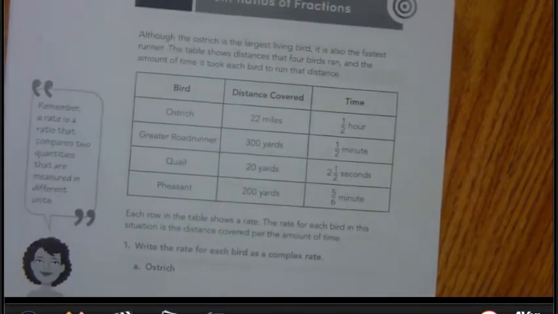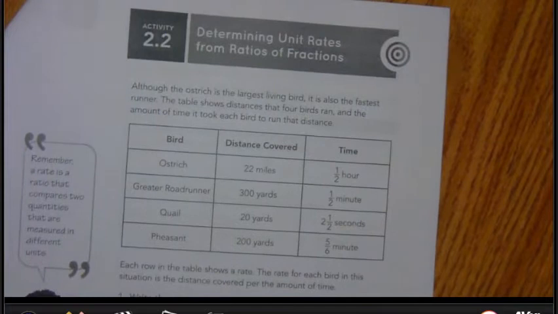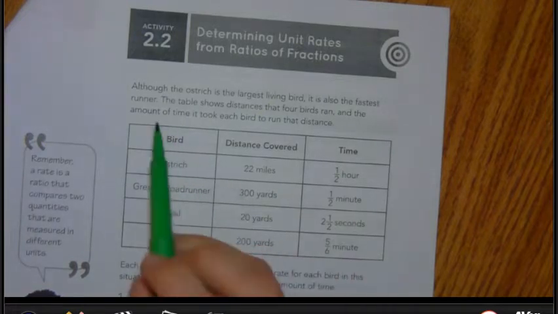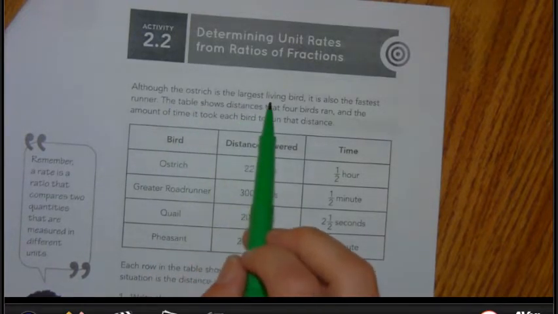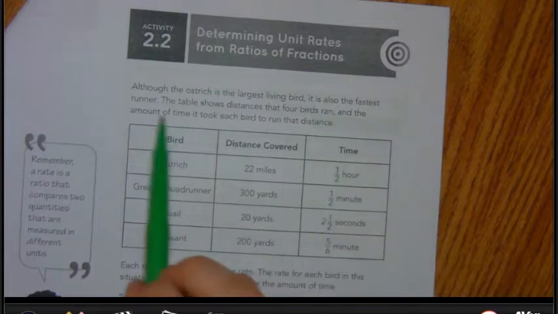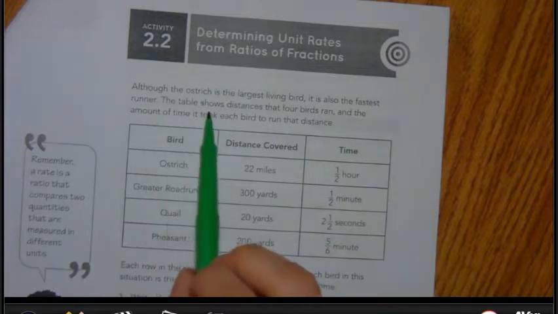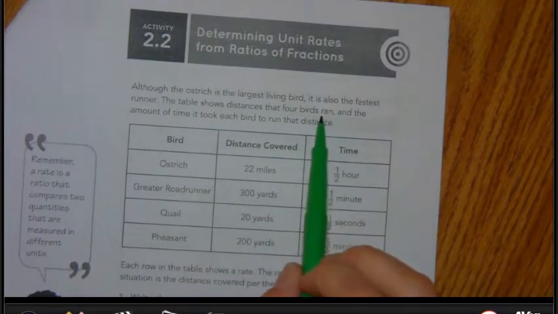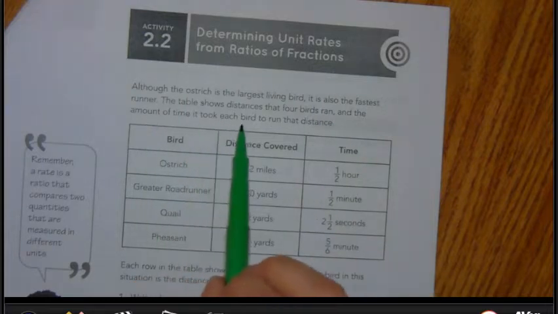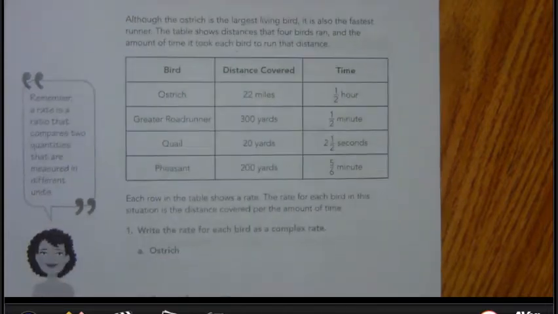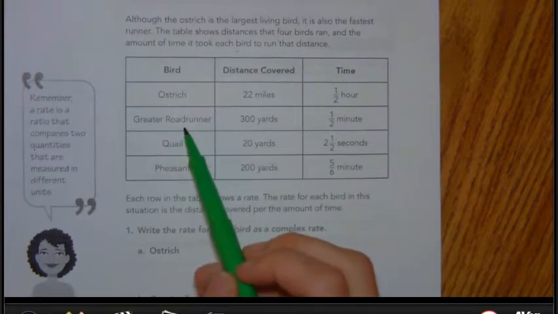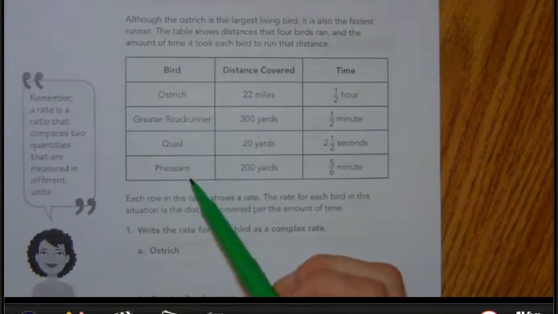All right, but let's take it a little bit further. So we're looking at activity 2.2, so that's getting our feet wet just a little bit here. Let's take a look. Although the ostrich is the largest living bird, it is also the fastest runner. The table shows the distance that 4 birds ran and the amount of time it took each bird to run that distance. Okay, I've got 4 birds: ostrich, greater roadrunner, quail, and pheasant.